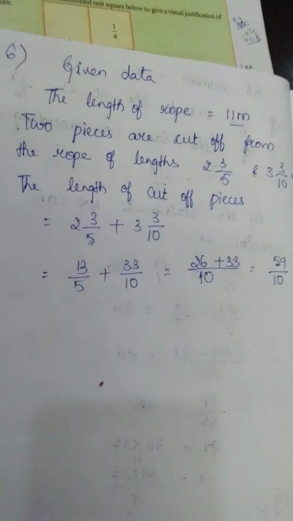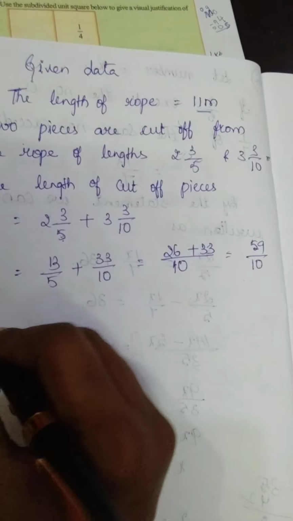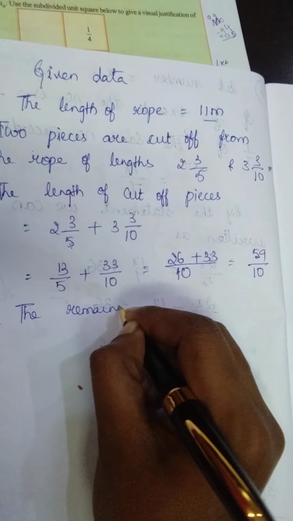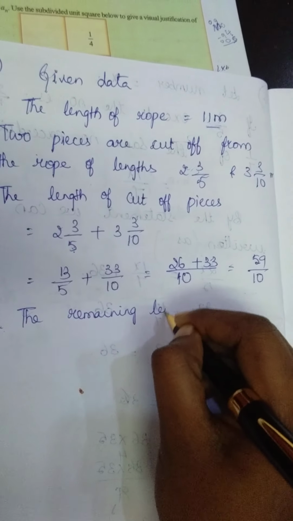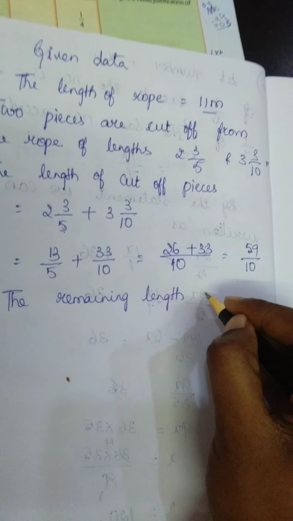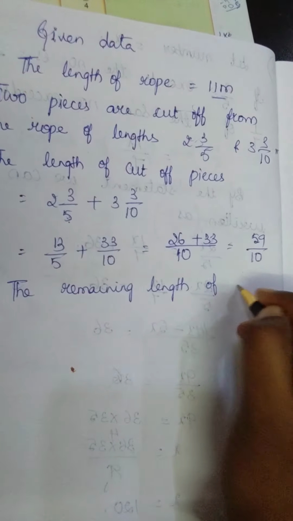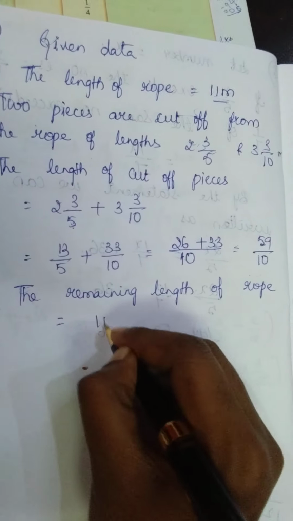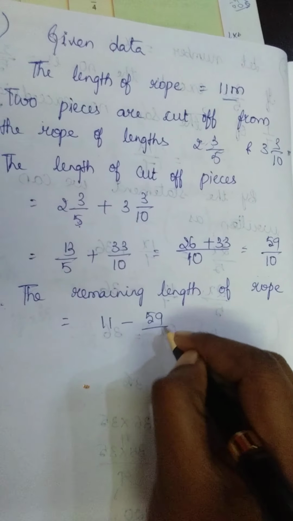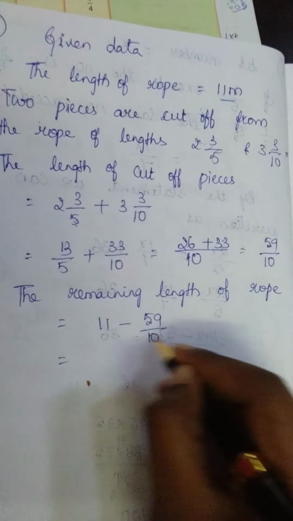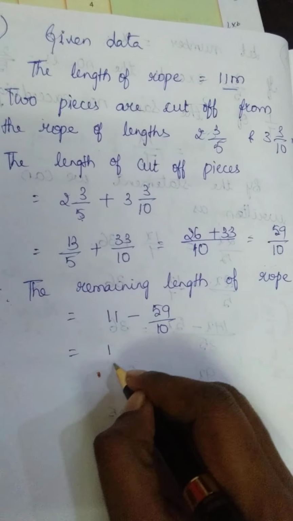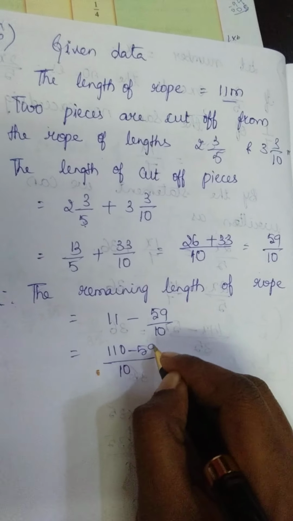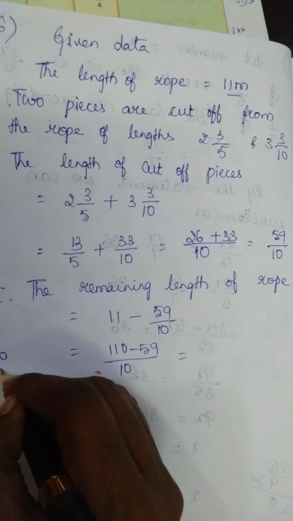Now, therefore write down like this: the remaining length of rope equal to 11 minus 59/10. Okay, if you do the LCM, what will happen? The LCM will be 10. 110 minus 59. If you subtract, how much you will get?